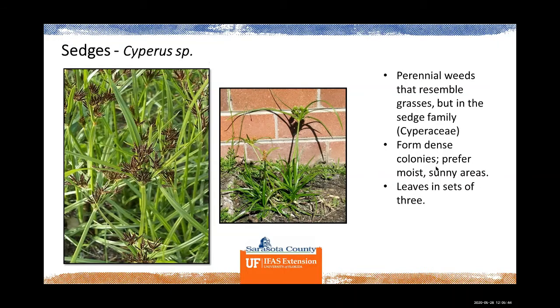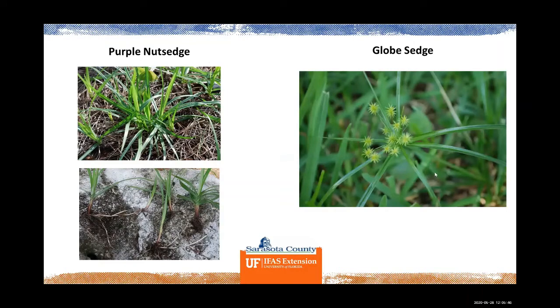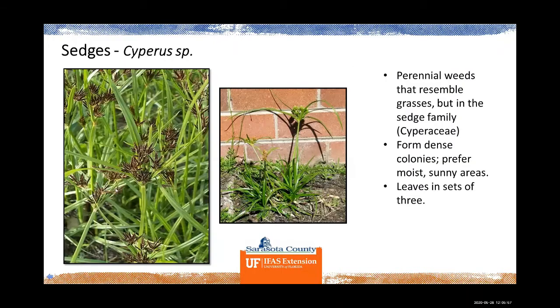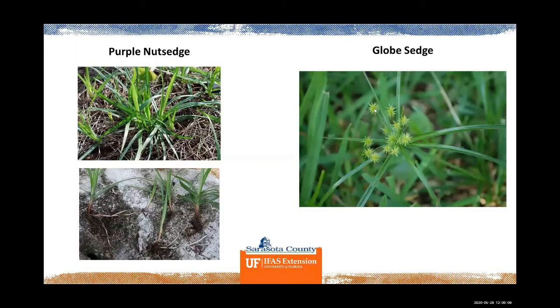Okay, so you have your globe sedge, and your globe sedge, the seed heads tend to have shorter nodes. And so I'm going to go back to your purple nut sedge. You will see that the nodes between each portion are a little longer, and so it looks almost like a fan. Whereas in your globe sedge, the seed head, the nodes between the portions are shorter, and so it looks almost like a tuft or a ball. So that's how you can differentiate between your globe sedge and your other sedges.